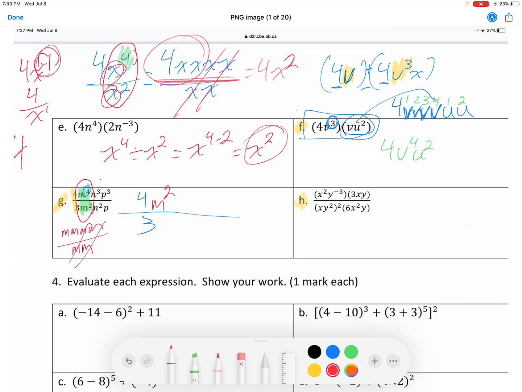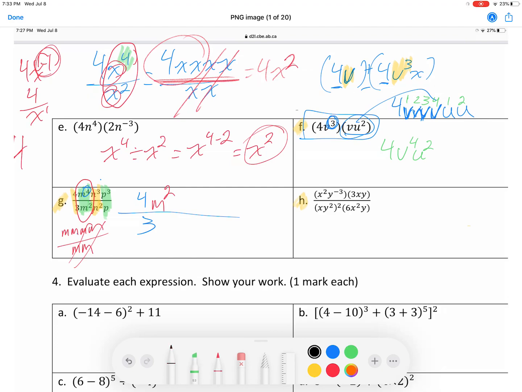All right. Next, when you're going through this, take a look at it. In my n's, I've got 3 n's on the top, 2 n's on the bottom. You have to figure that one out. And my p's. So you're looking at variable by variable. All right. Letter H. Now this one gets a little harder because I have these negative exponents, but don't let them freak you out.